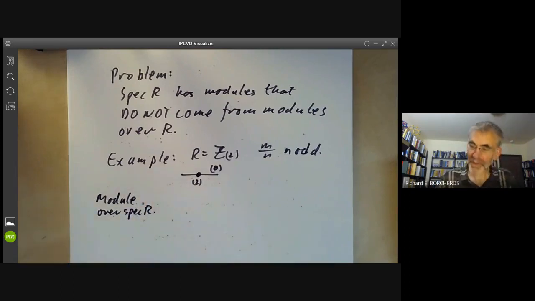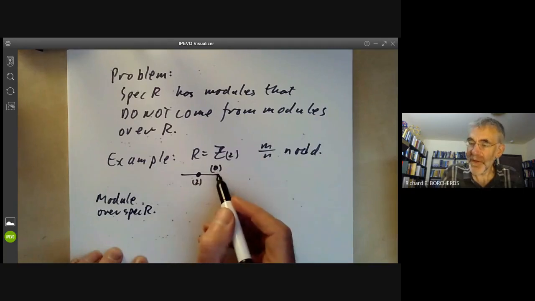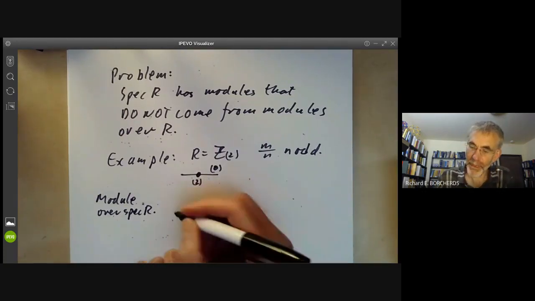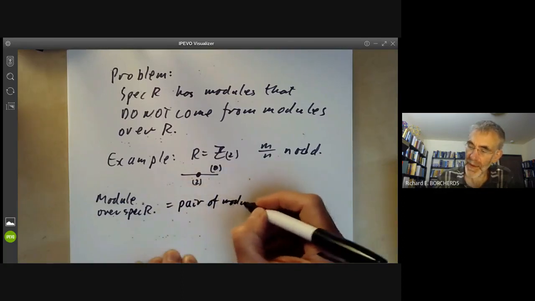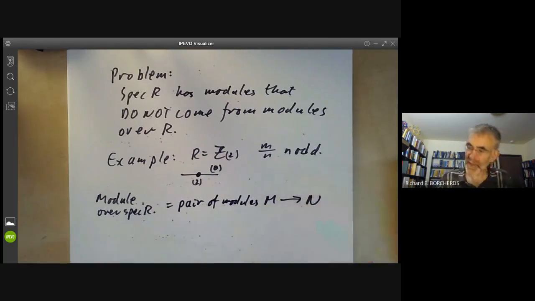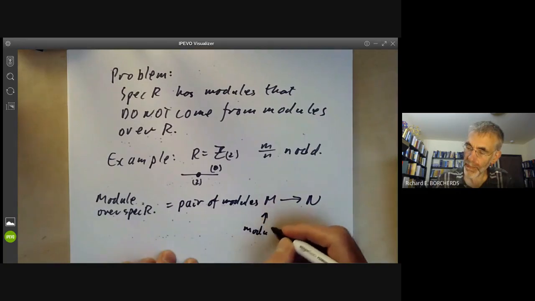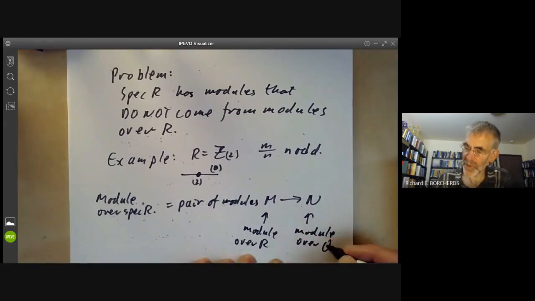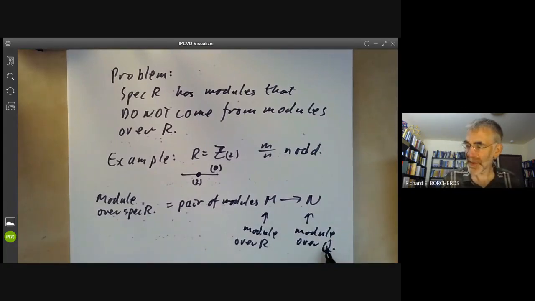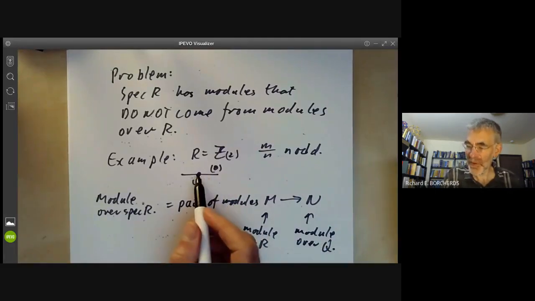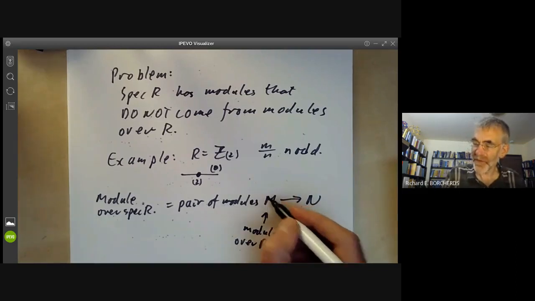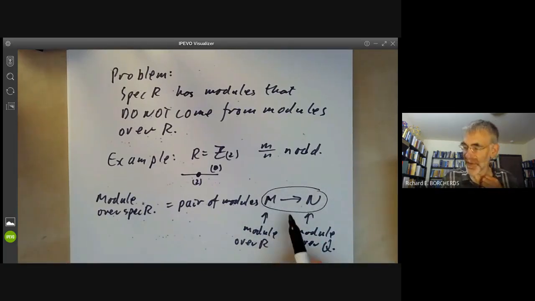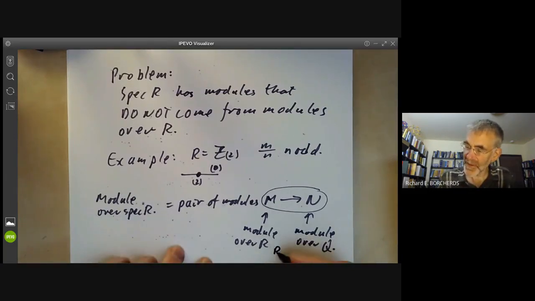Well, you have to provide a module over this open set and a module over the open set of that minus a point. So it consists of a pair of modules, M mapping to N, where M is a module over R, and N is a module over Q, where Q is the ring of functions associated with the open set where you remove this point. So if you unwind the definition of a sheaf of modules, it turns out to be equivalent to this. You need to give a pair of modules and a homomorphism between them, compatible with the embedding of R into Q.